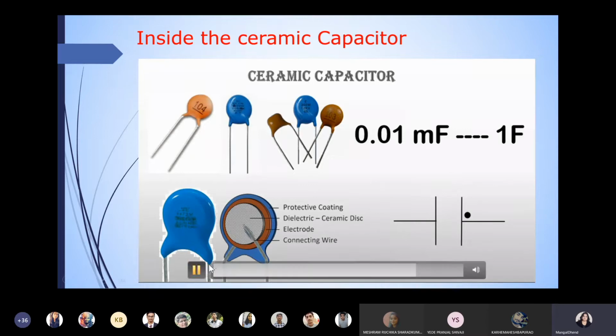The ceramic capacitor is used to store energy. It's storing the DC currents, but passing the AC currents. This was the ceramic capacitor.